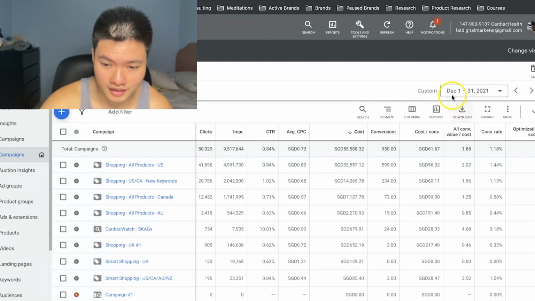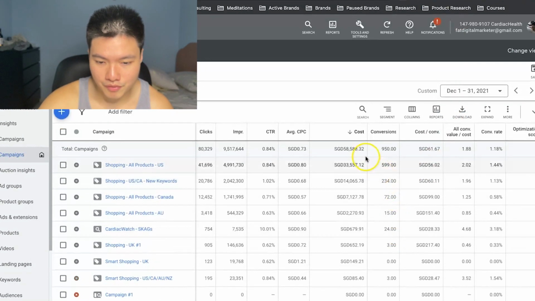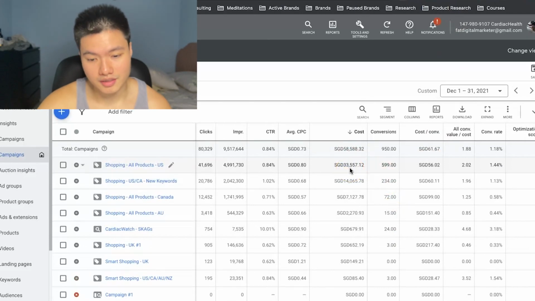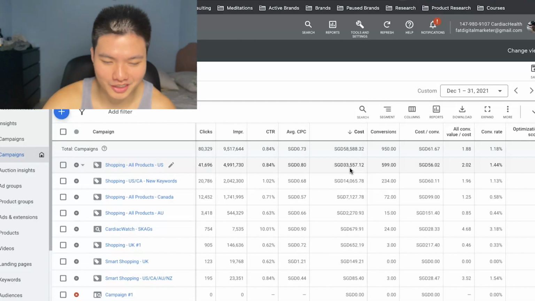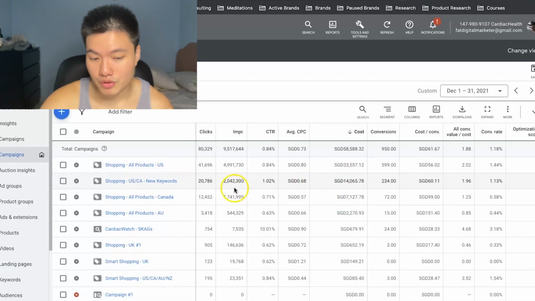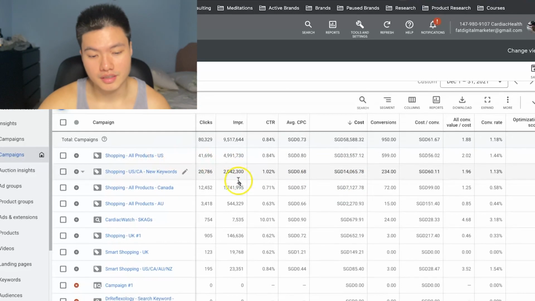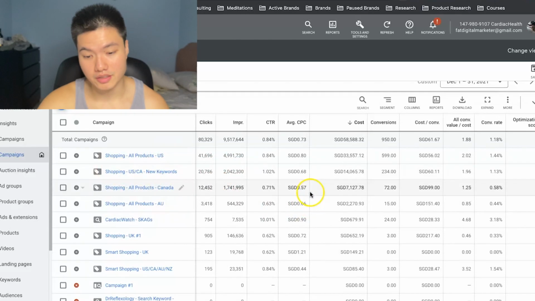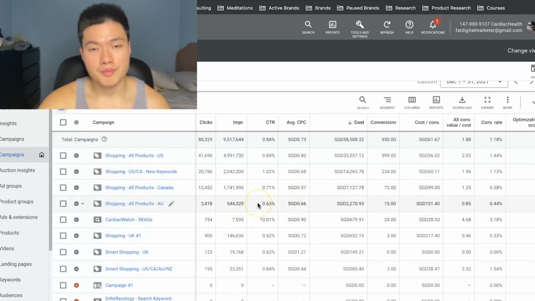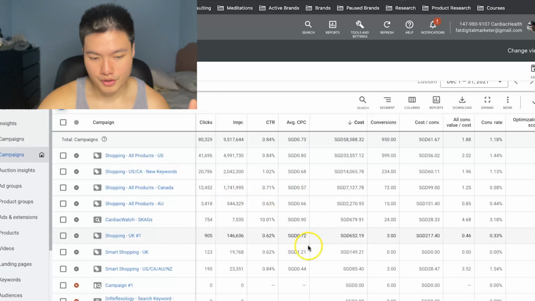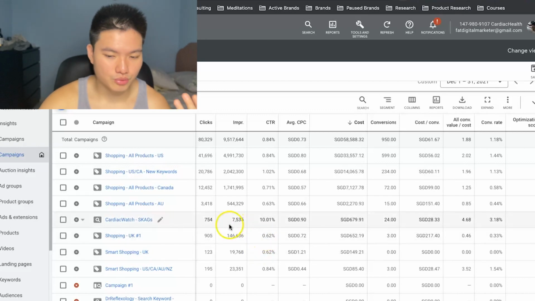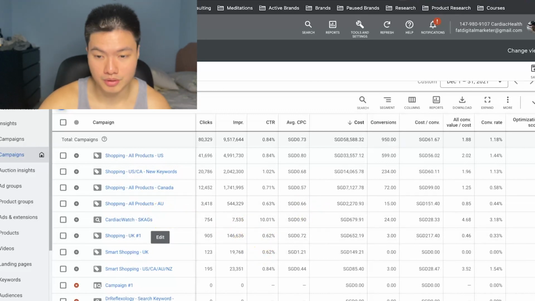So we can see over here, in the month of December, we spent about $58,588 in Singapore dollars. That's about $40,000 in USD. You can do the conversion; I'm not too sure what the conversion is. You can see that we ran most of our advertising campaigns in the United States, and the United States and Canada are the main source of traffic. Our shopping campaigns make up about 95% of the sales. We also tested some other stuff like smart shopping, which never really performs well for me. We did UK, and another UK. Then I also ran some brand search campaigns which performed really well.